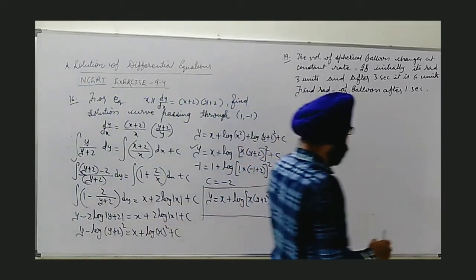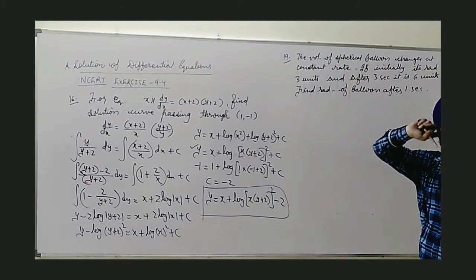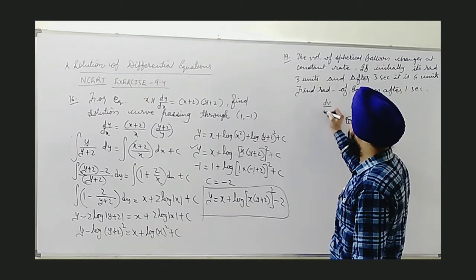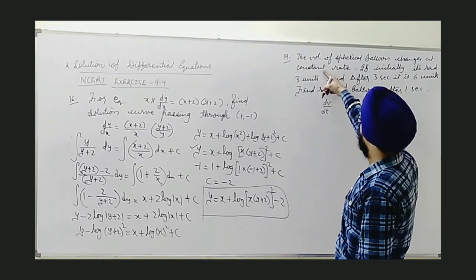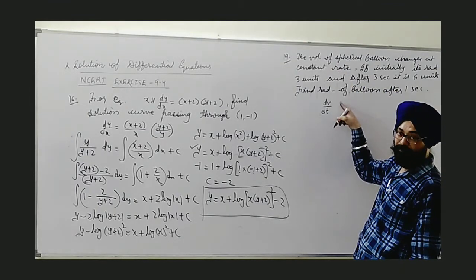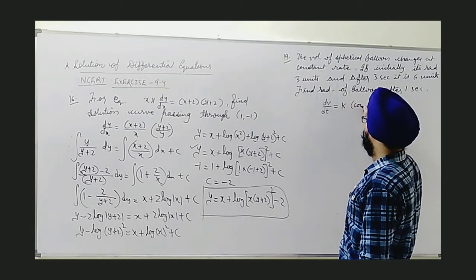We go with the next one, which is similar to what we have seen in the topic rate measure, application of derivatives. The volume of a spherical balloon changes at a constant rate. We generally write a change in the volume: if v is the volume, we denote it as dv by dt. It's always a constant rate. The rate of change is dv by dt, where v is the volume. Consider this to be a constant k.